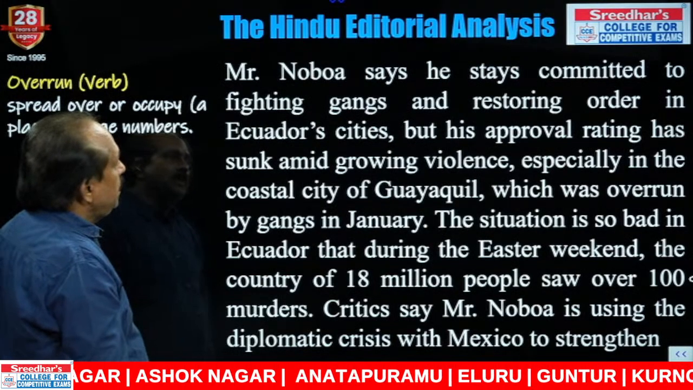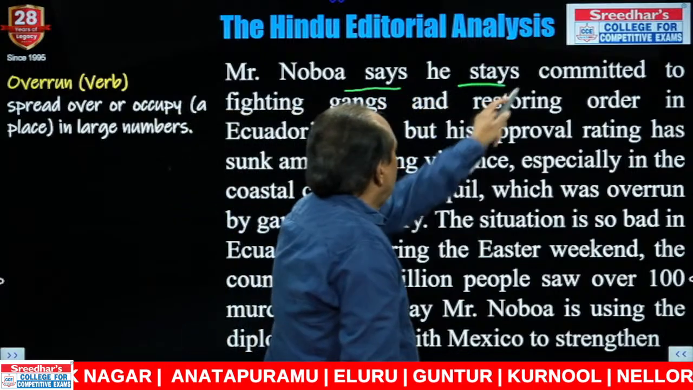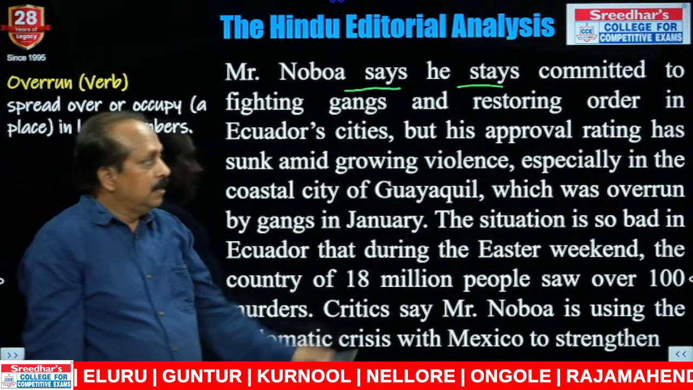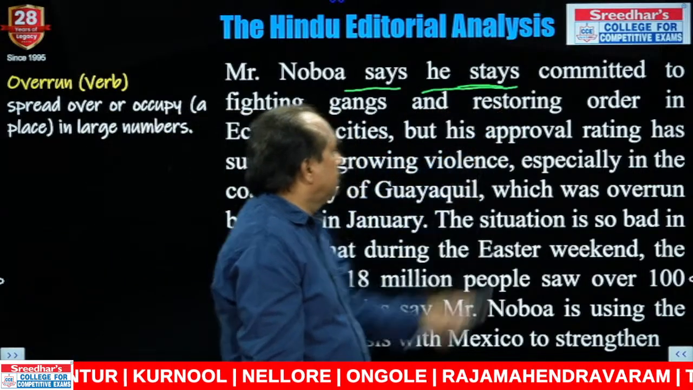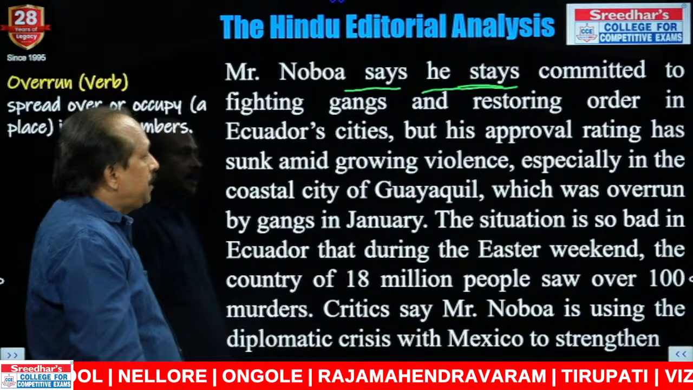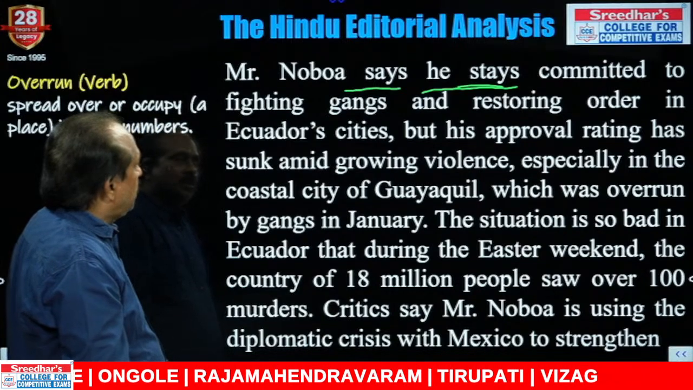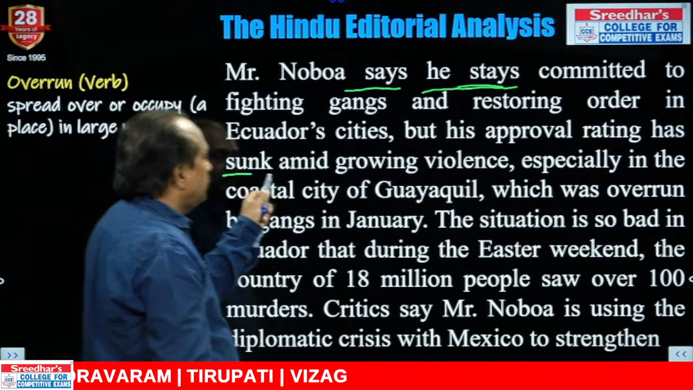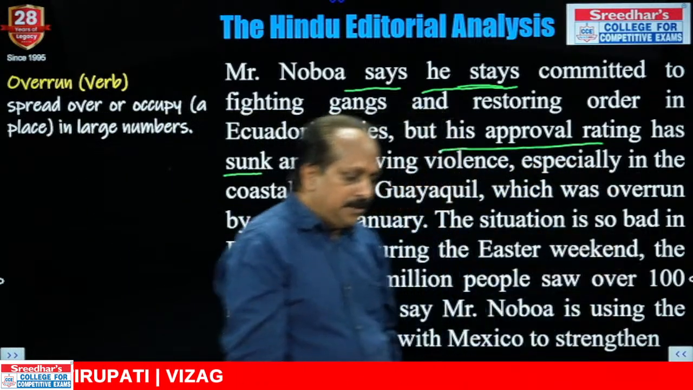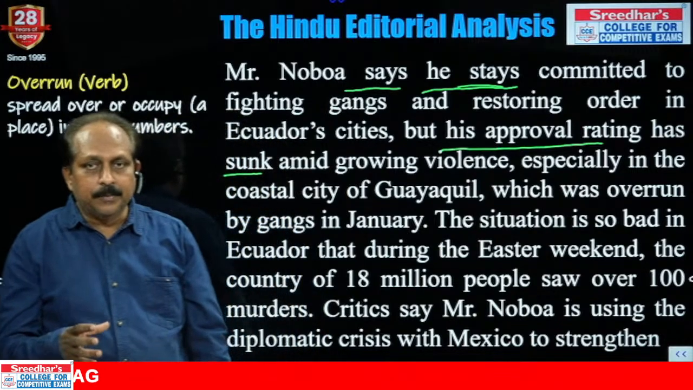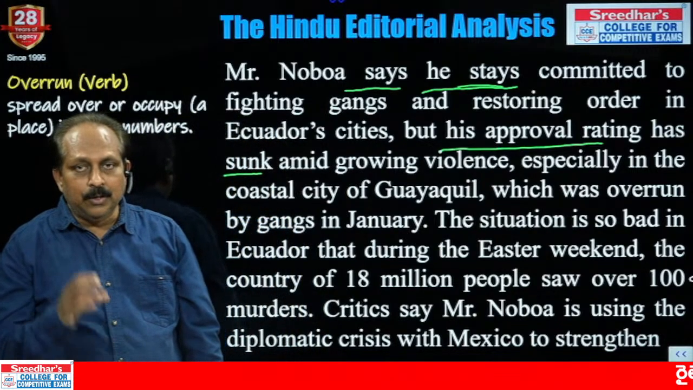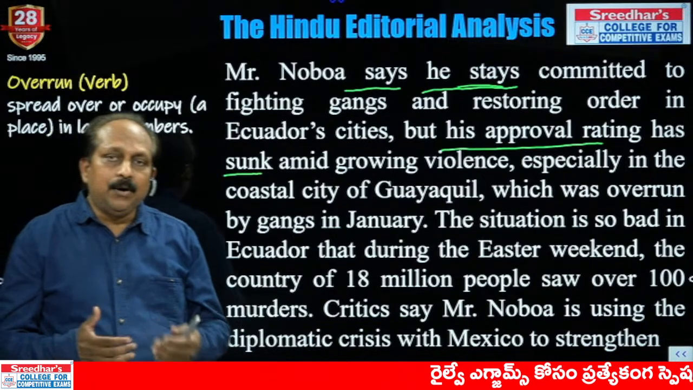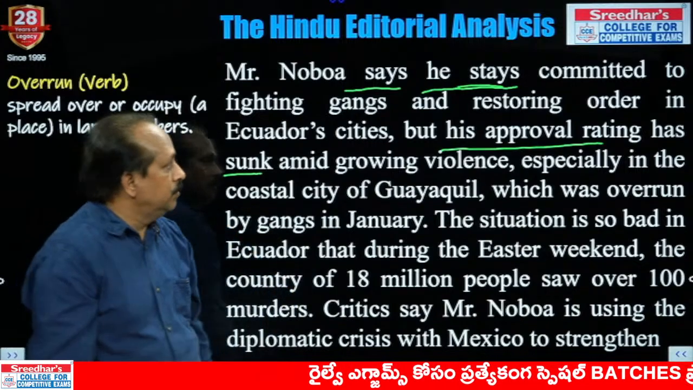Mr. Noboa says he stays committed. We have the reporting verb in present. Because of that, the tenses haven't changed. The main clause is also in present. Mr. Noboa says he stays committed to fighting gangs and restoring order in Ecuador cities, but his approval rating has sunk. He keeps saying the same thing. What does he say? I'm going to fight corruption, fight against corruption. I'm going to control the rising gang violence, but it's not happening. Because of that, his popularity has come down.